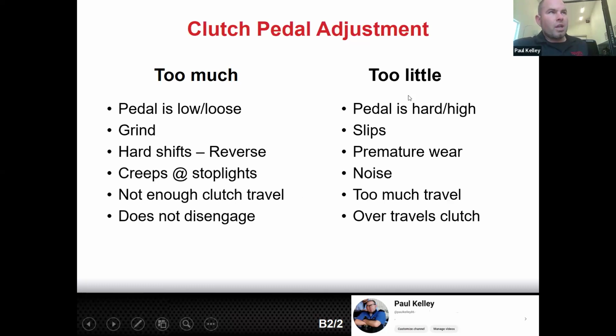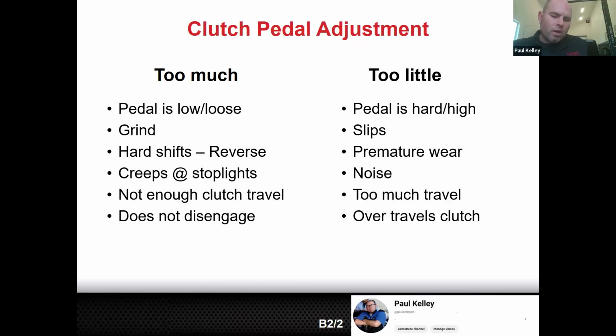So once again, too little. The only thing the customer is most likely going to have a concern for is a clutch slip. She'll be like, "Oh, your clutch slips. You need a clutch." Well, not if it's too little pedal travel. That would make the clutch slip.